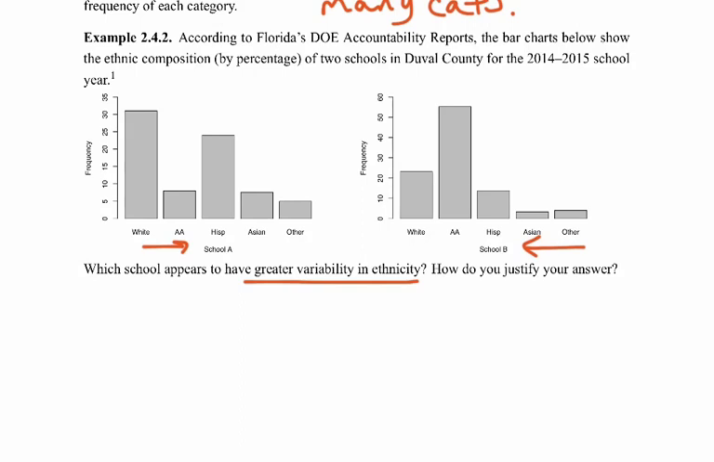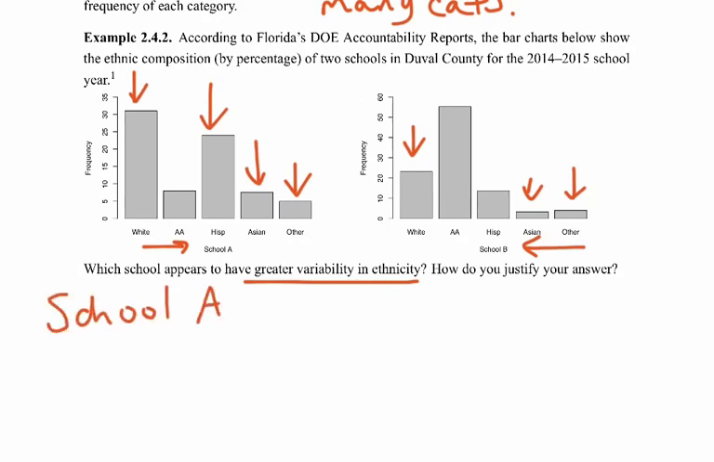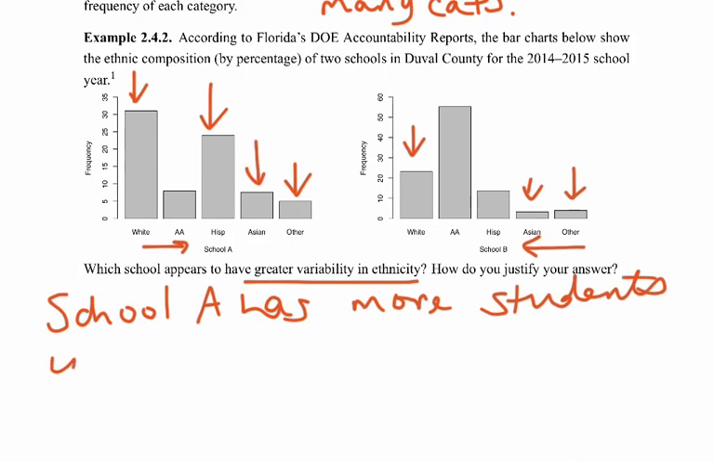Take a minute and think about that. I would say that it's probably school A, because if you look at school A, we've got more people in more categories. If I look over here, we've got fewer people in these categories. So we've got fewer Asians and fewer others. So I would say school A. So let's write that out. School A has more students in more categories.